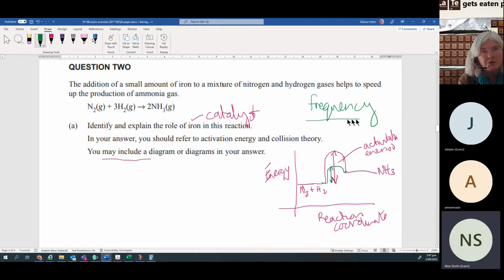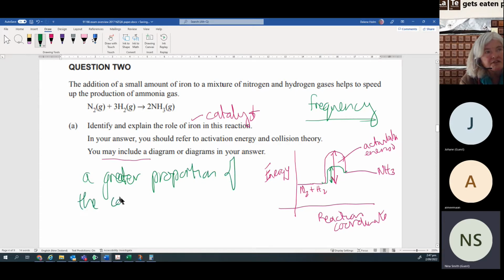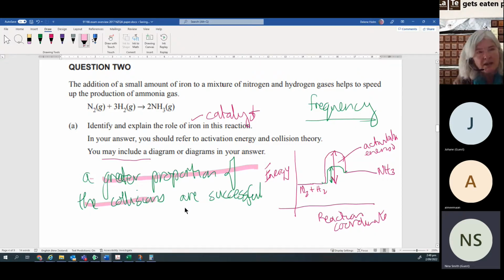So another key word, apart from frequency, and this works for temperature, for surface area, and for catalyst, is a greater proportion of the collisions are successful. So that is also a nice key thing to remember in your explanations.